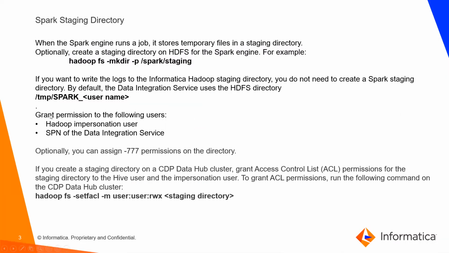You need to grant permissions to the following users: the Hadoop impersonation user and the SPN of the Data Integration Service. Optionally, you can assign 777 permission on the directory so that it will not create any conflicts. For example, if you are creating a staging directory on a CDP Data Hub cluster, grant access control list permissions for that staging directory to the Hive user and the impersonation user.